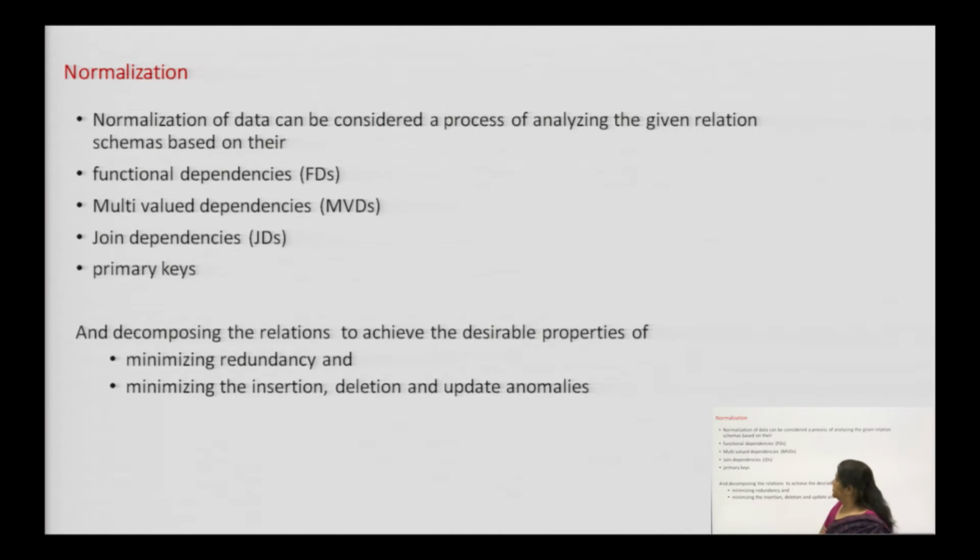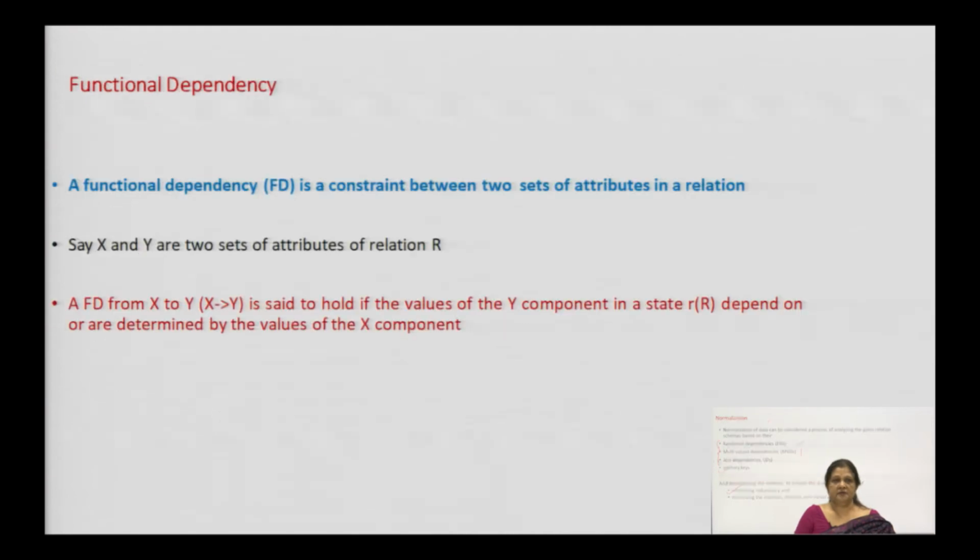I have already told you the second normal form, third normal form and the Boyce-Codd normal form are based on functional dependencies. Multivalued dependencies lead to the fourth normal form, and join dependencies lead to the fifth normal form. So, normalization of data is a process of analyzing the given relation schema based on the dependencies and the primary key and decomposing the relations to achieve the desirable properties of minimizing the redundancies and minimizing the insertion, deletion and the modification or update anomalies.